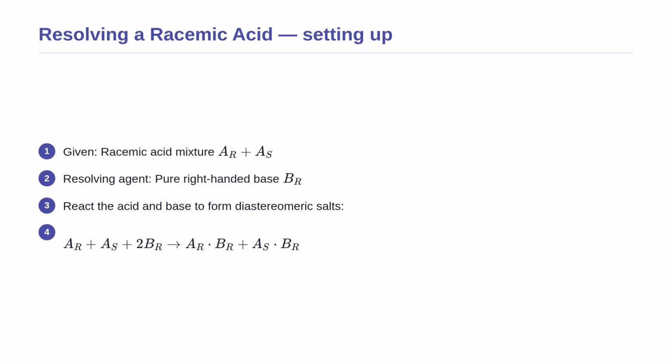Let us apply this resolution concept to a real chemical example. A chemist has a racemic mixture of a chiral carboxylic acid and needs to isolate the pure right-handed acid. We are given equal amounts of right-handed and left-handed acid, and we will use a pure right-handed amine base as our resolving agent. The strategy here is a simple acid-base reaction. The racemic acid reacts with the pure right-handed amine to form a mixture of two different salts. As shown in the chemical equation, the right-handed base forms an ionic bond with both the right-handed acid and the left-handed acid, creating our two diastereomers.